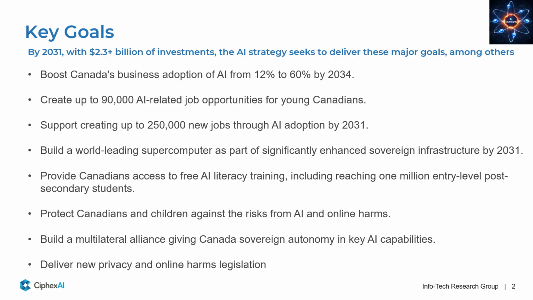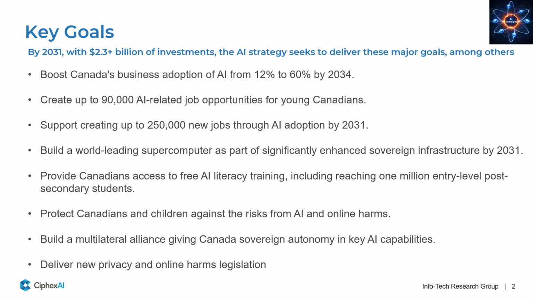The first thing to note of this sovereign AI strategy are the key goals. By 2031, these are the things that they want to achieve. Now, I'm not going to focus on all of them, but they will be covered throughout the following 6 slides. But to highlight a few of them, certainly the measurable ones, they want to improve Canada's adoption rate.